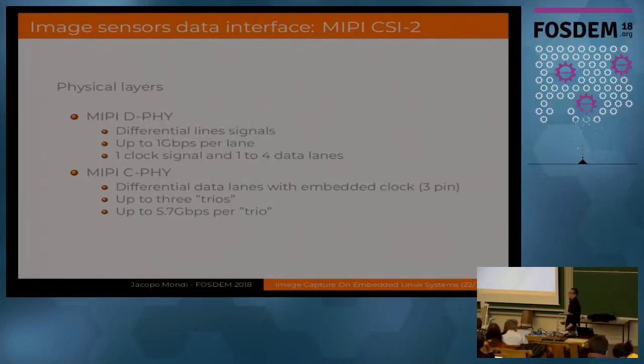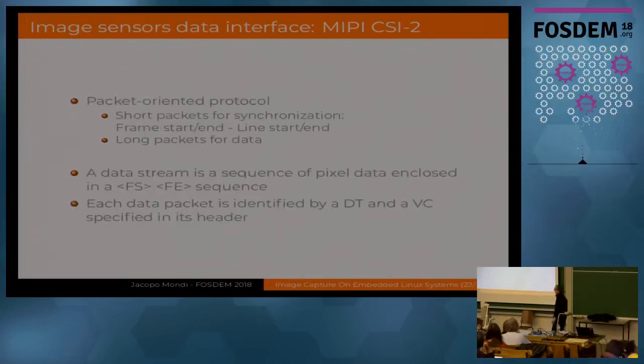C-PHY is kind of new, but it's very interesting because it's using trios. That means the clock lane is integrated with the data lanes. So you have trios of clock and data lanes, and it has a much higher bandwidth. All of these are differential signals, which makes it even harder to work with open instrumentation. Again, MIPI CSI-2 doesn't define just a physical layer, it also defines the protocol built on top of that, and it's a packet-oriented protocol.